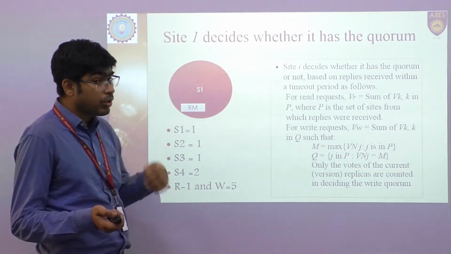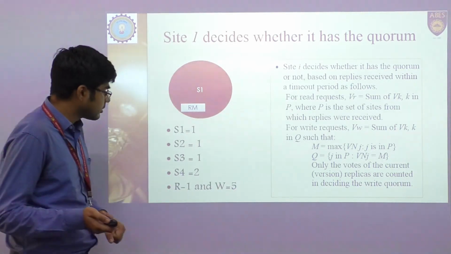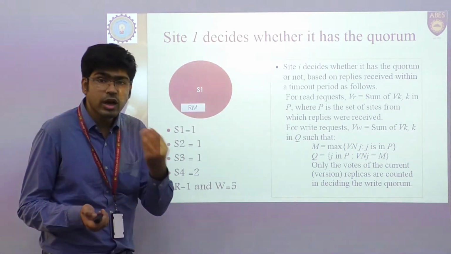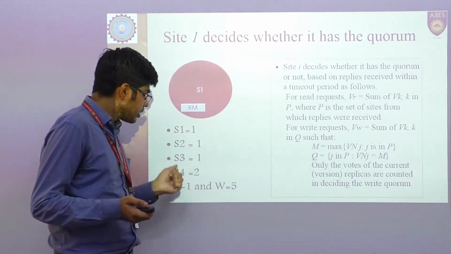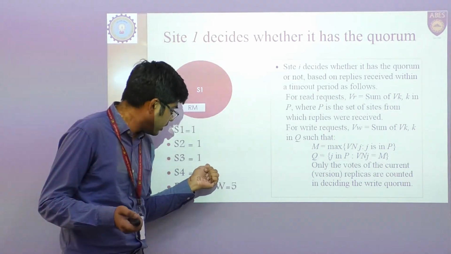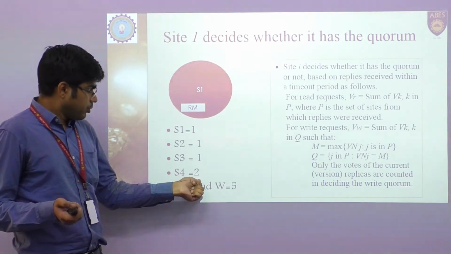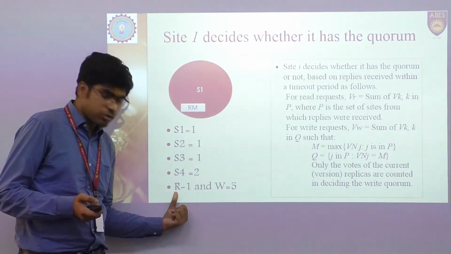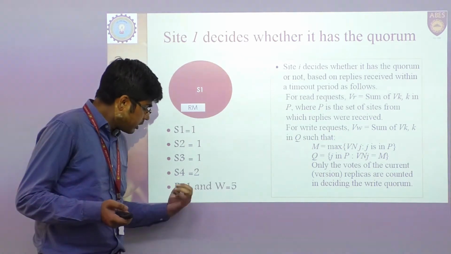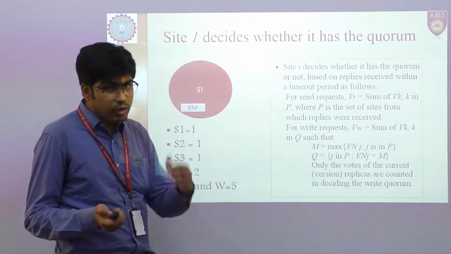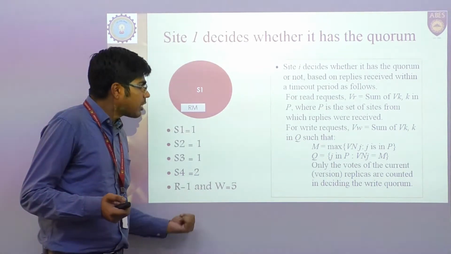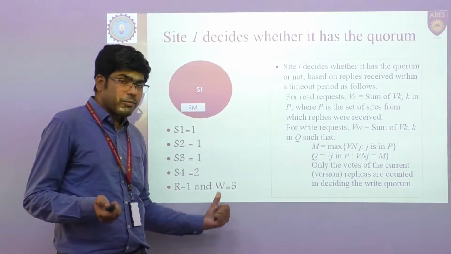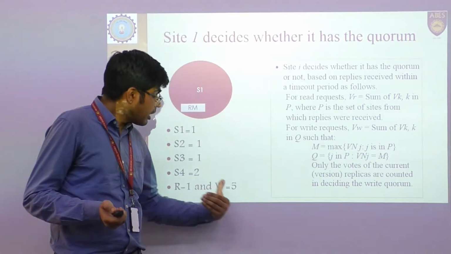Now the site S1, after receiving these, will have this scenario. S1 has a local weight of 1, S2 has a local weight of 2, S3 has a local weight of 1, and S4 has a local weight of 4. So what is the scenario? If it is a read request, we have given a threshold. For read it is 1, and for write it is 5. So you have to take that weight: if I want to read, how many votes were required? Only one vote is required, and if I want to write, then I require a weight of 5.